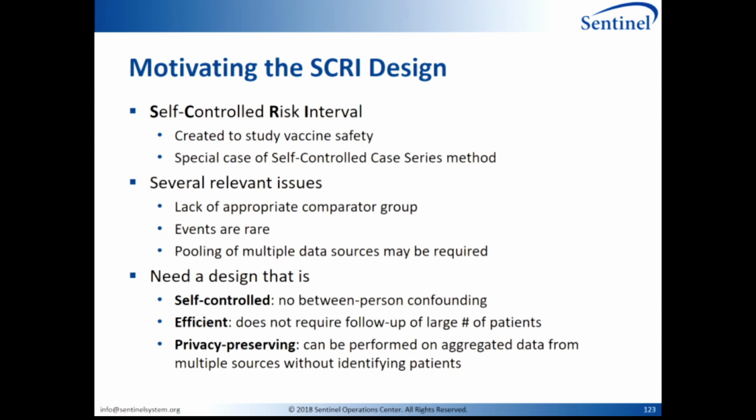One is the lack of the appropriate comparator group. So in vaccine studies, occasionally you would want to compare vaccinees to non-vaccinees, but often those who don't get vaccinated are very different than those who do. And it may be difficult to identify a good comparator group for patients receiving some vaccine. Likewise, we may be interested in rare outcomes, so that makes cohort methods somewhat difficult. Furthermore, pooling of multiple data sources may be required to achieve the desired sample size.